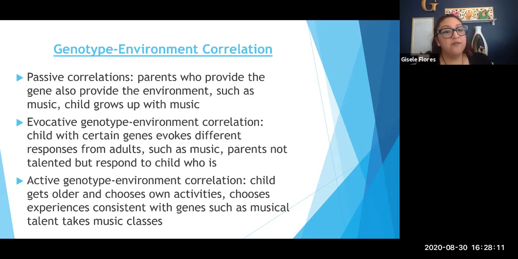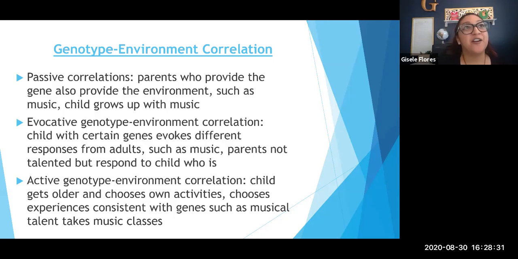The second type of genotype environment correlation is called evocative correlation. This is when the child has certain genes, so has the musicality gene, let's say, but the parents have no musicality gene.